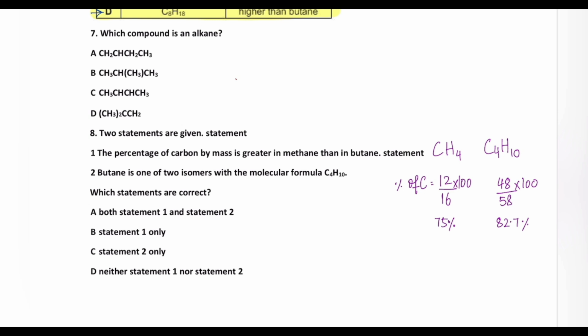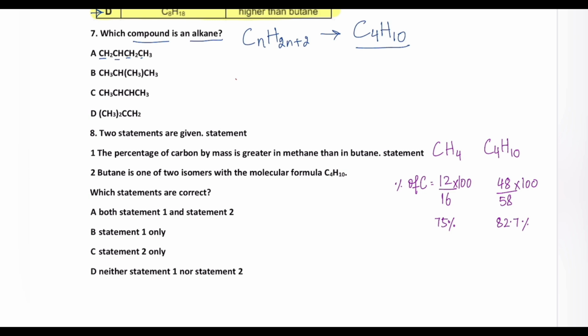Next, question number 7 is, which compound is an alkane? So in all 4 options there are 4 carbon atoms present. So we will derive the formula of an alkane with 4 carbon atoms by putting the value of carbon atoms in the general formula. It will be derived as C4, H will be 2 into 4 makes 8, 8 plus 2 is 10. So now we will check the options which has the molecular formula C4H10.